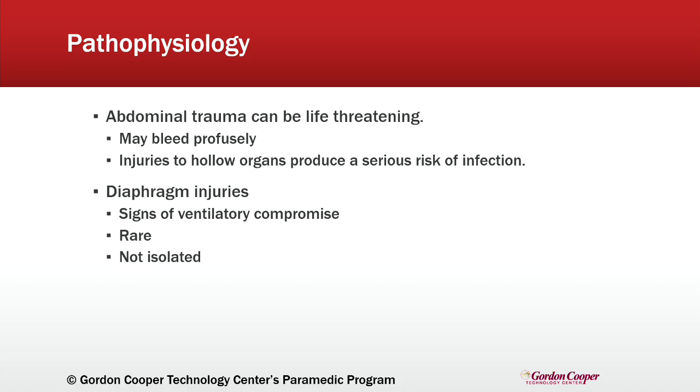Diaphragm injuries are rare but can result from both blunt and penetrating trauma. Signs and symptoms of this type of injury are related to breathing problems or ventilatory compromise, and those are going to be your key indicators that you may have a diaphragm injury when you have an abdominal injury. These injuries are not isolated. They're almost always associated with other injuries to the chest, abdomen, head, and extremities, and they just further complicate an already messy trauma patient.